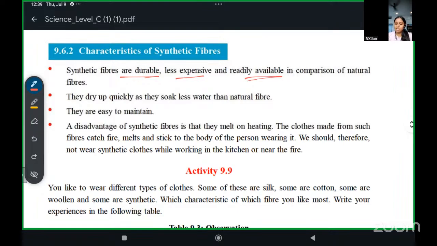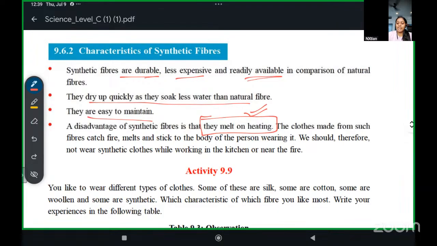So they are more readily available and they dry up quickly because they soak less water. They are easy to maintain. But one disadvantage is that they melt on heating. They melt on heating.